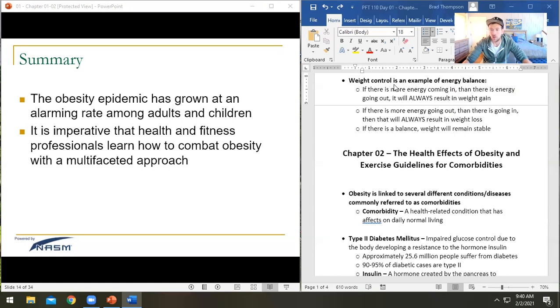So weight control, like I said, is an example of energy balance, right? If there's more energy coming in, it will always result in weight gain. If there's less energy coming in, it will always result in weight loss. And if it's balanced, it stays the same. Like I said, it doesn't have to cost a lot, right?